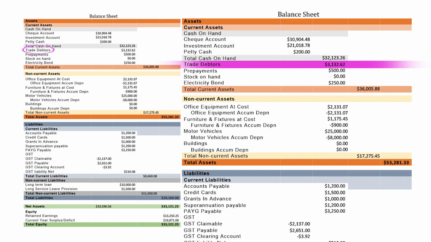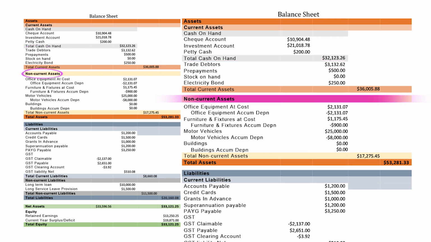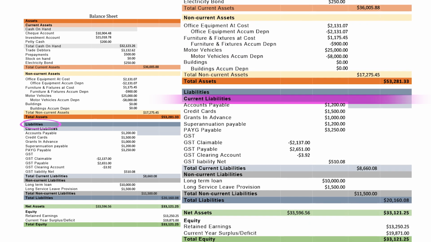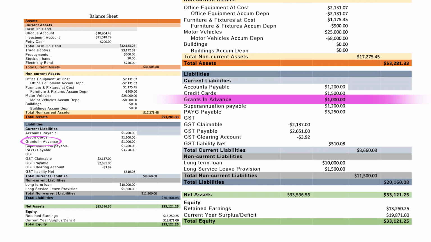Debtors are people who owe you money for services that you've provided. For example, a preschool provides educational care on a daily basis, but the fees that are paid are only paid perhaps weekly or monthly. Non-current assets are items that give a benefit to the organisation greater than a 12-month period. And liabilities, such as creditors, are people that we owe money to. And there's grants in advance, which are funds we receive in advance to allocate to a project.